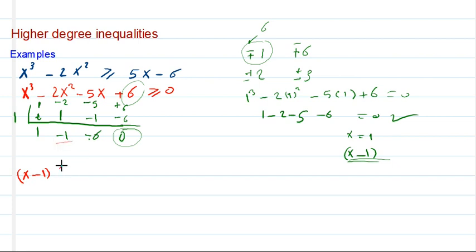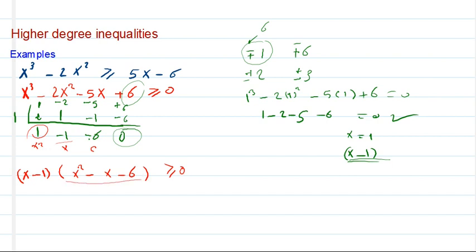So I have here minus x squared, minus x, and this is the constant. So I have x squared minus x minus 6 still has to be greater than or equal to 0.